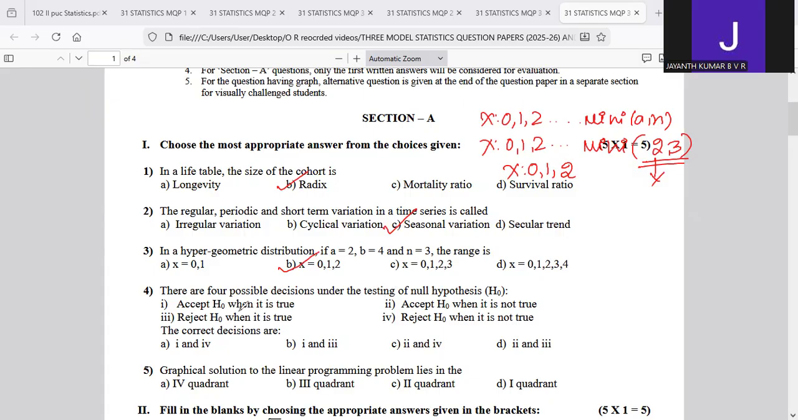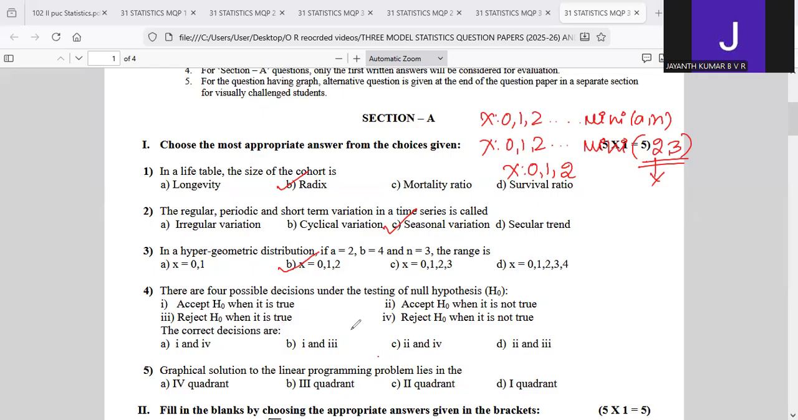Fourth one. There are 4 possible decisions under the testing of hypothesis. Accept H naught when H naught is true. Accept H naught when H naught is not true. Reject H naught when it is true. And reject H naught when it is not true. There are 4 possible decisions under the testing of hypothesis.